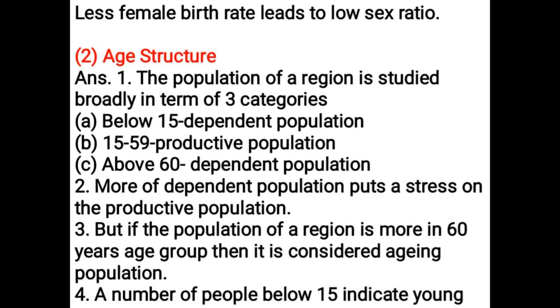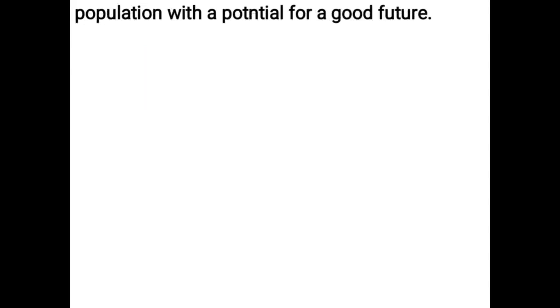Age structure. The population of a region is studied broadly in terms of three categories: below 15 dependent population, 15 to 59 productive population, above 60 dependent population. More of dependent population puts a stress on the productive population. But if the population of a region is more in 60 years age group, then it is considered aging population. A number of people below 15 indicate young population with the potential for a good future.